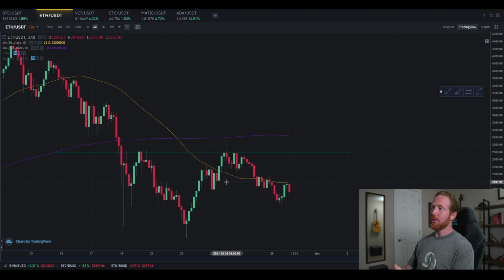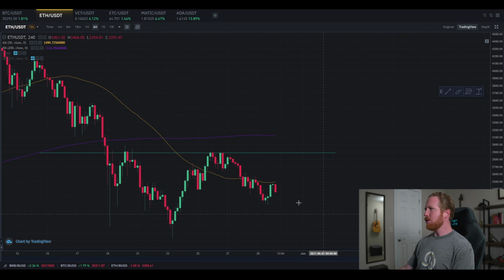Moving forward to Ethereum 4-hour chart as well. Just a note here, we have the 50-day moving average. That's a simple moving average, is also working as a resistance, previously a support level.